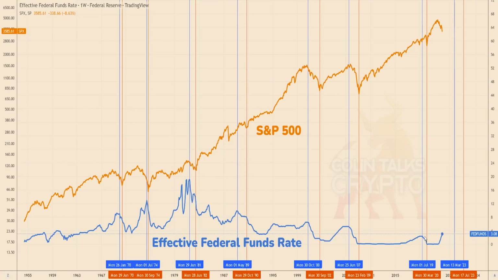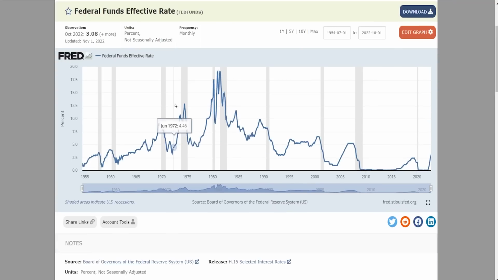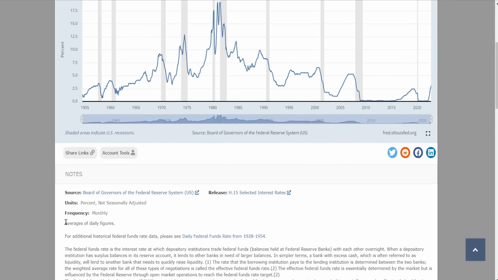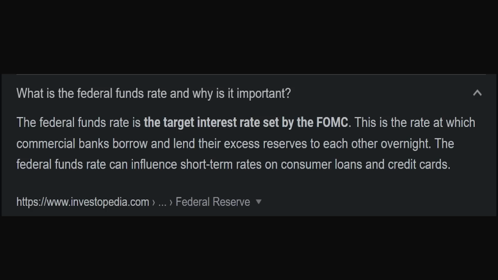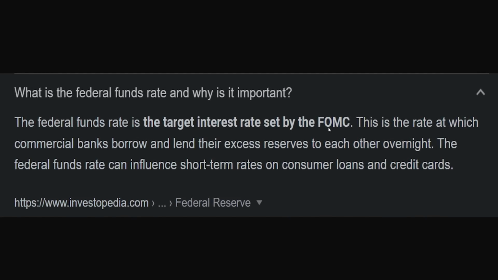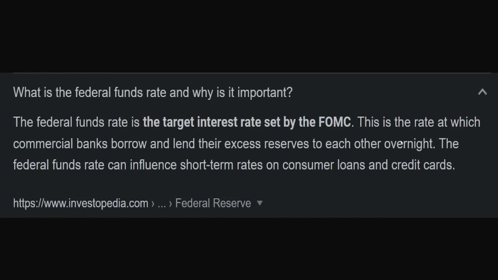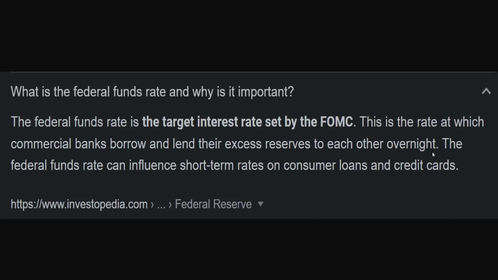Let's take a look at the effective federal funds rate real quick and define it. Straight from the Fed's website, the federal funds effective rate is defined as the averages of daily figures reported monthly for the interest rate that the Fed gives to the banks. Now, why is this important? Well, the federal funds rate is the target interest rate set by the FOMC. This is the rate at which commercial banks borrow and lend their excess reserves to each other overnight.